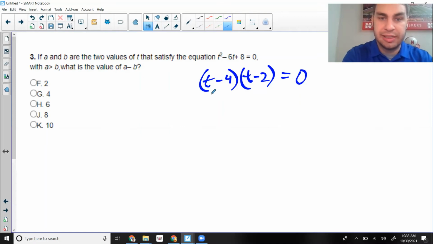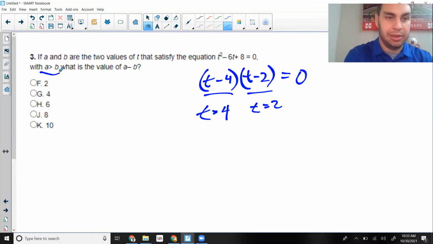And if I solve, I set each of these parentheses equal to 0. T minus 4 equals 0? Well, T would have to be 4. And over here, T would have to be 2. 2 minus 2 is 0. Okay, so I want the bigger one minus the smaller one, A minus B. This is going to be 4 minus 2, which is just 2, letter F.